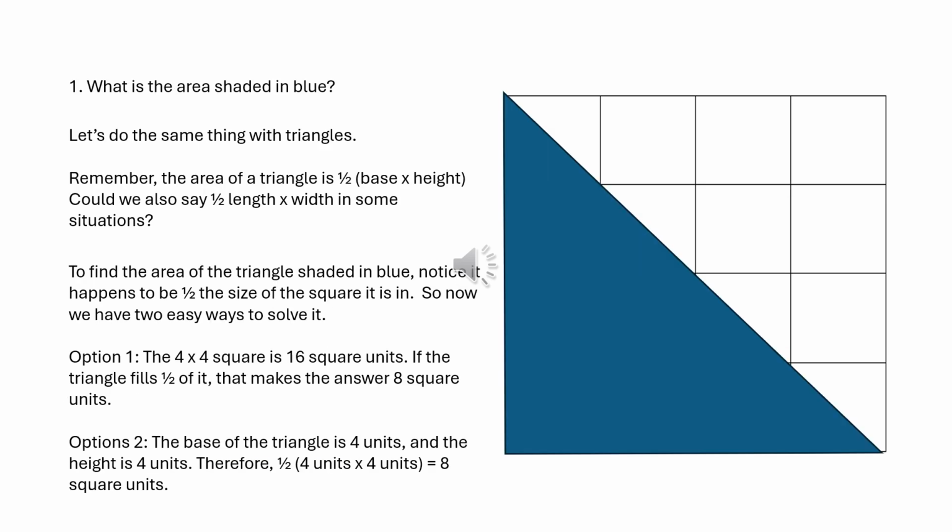Let's now try that same process with triangles. If you remember, the area of a triangle is 1/2 times base times height. So we could also say 1/2 length times width. To find the area of the triangle shaded in blue, as the question asks, notice it happens to be 1/2 the size of the grid that it's sitting in. So if the grid is 4x4, the area of the grid is 16, and half of that is going to be 8.